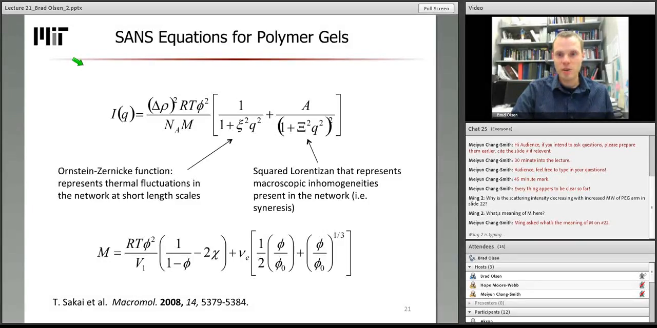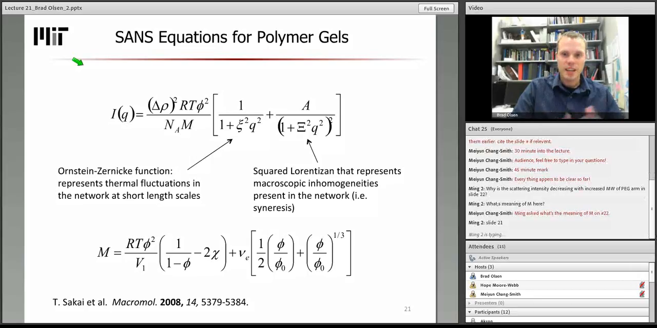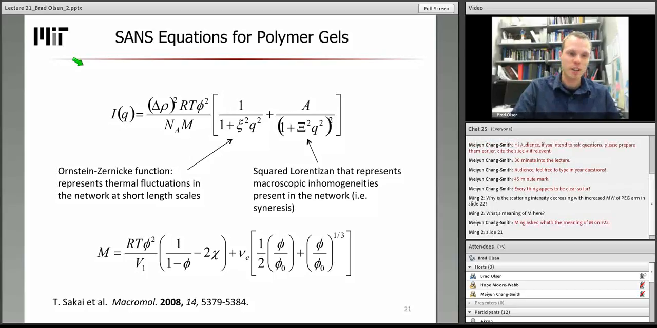the meaning of M on slide 21? Right, M is essentially an osmotic molecular weight. This is related to the osmotic pressure in the material, and appears essentially in place of from slide 21. This is related to the osmotic pressure within the material, but M is basically called an osmotic molar mass, yeah, that's more or less it.